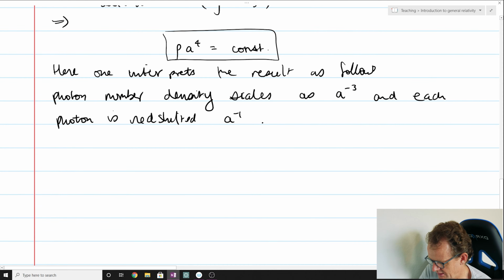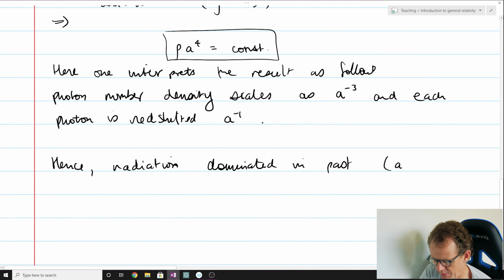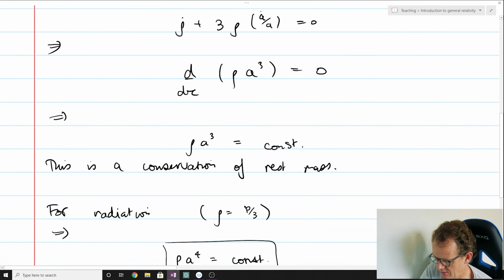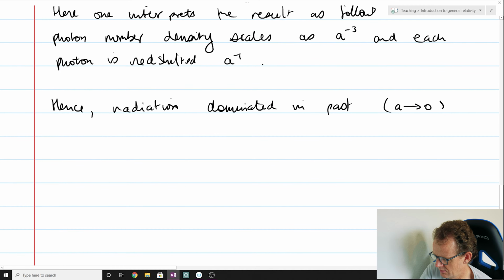And that tells us something quite interesting, namely that dust doesn't dominate the evolution of the universe in the past, rather radiation does. As we go into the past of our universe, a went to 0, and rho times a to the 4 diverges quicker than rho times a to the 3. So the contribution due to the radiation actually dominates in the past, or dominated in the past.